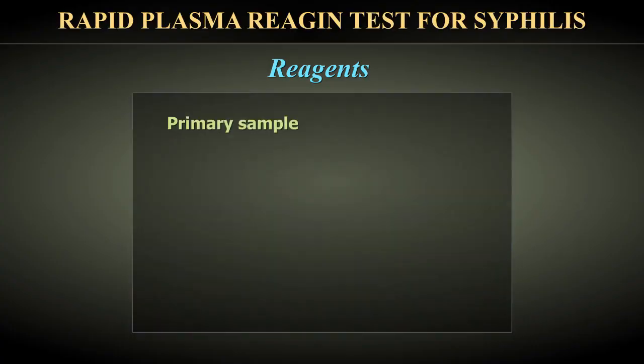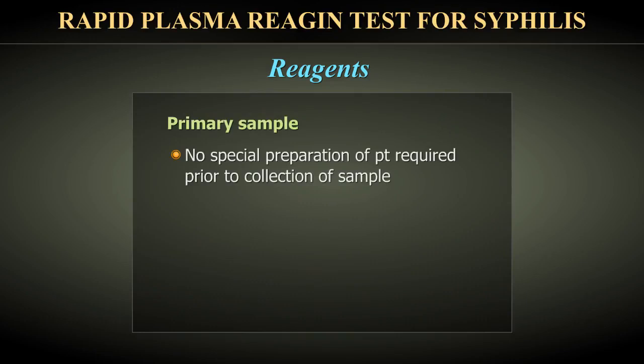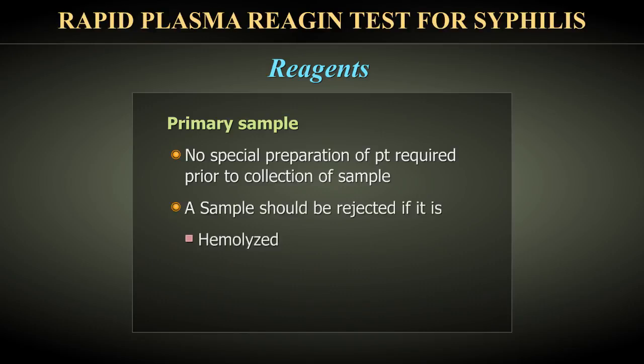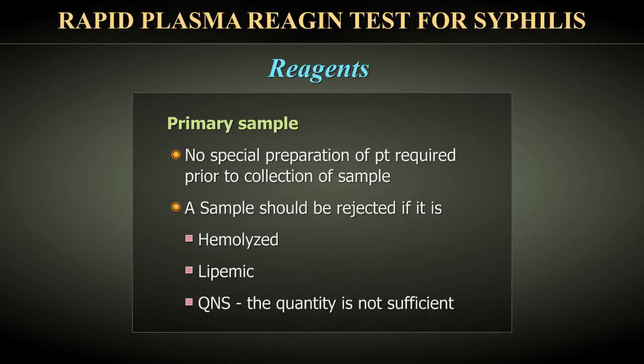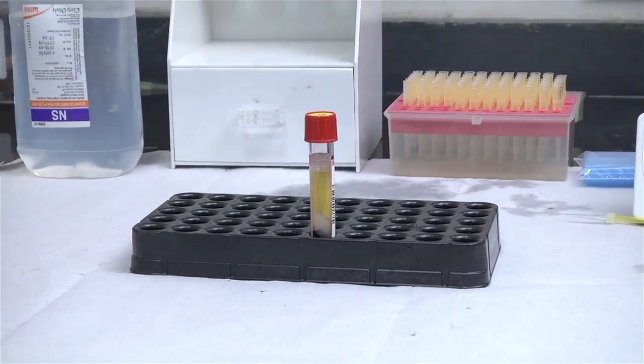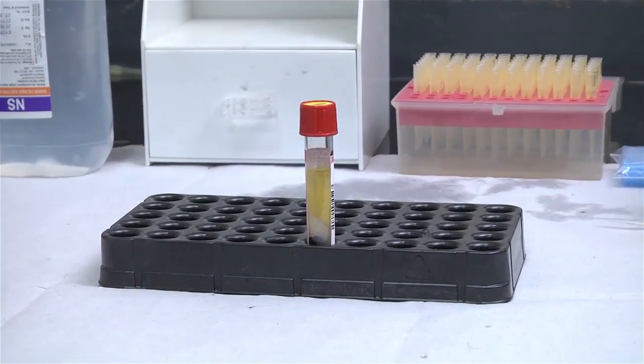Primary sample. No special preparation of the patient is required prior to collection of sample. A sample should be rejected if it is hemolyzed, lipemic, or the quantity is not sufficient. Fresh serum or plasma should be used.